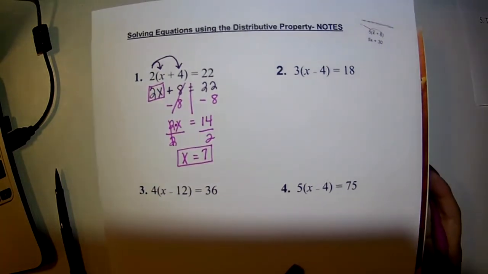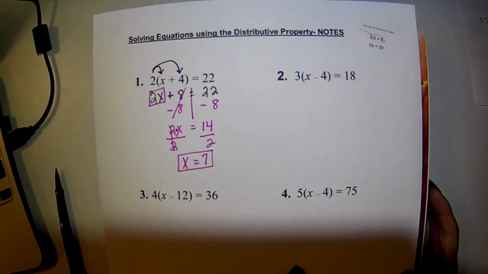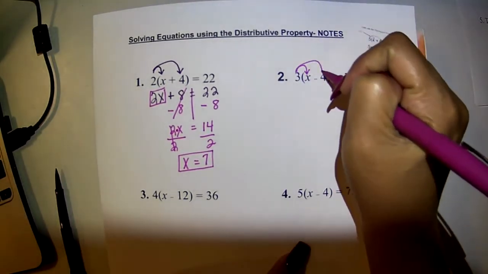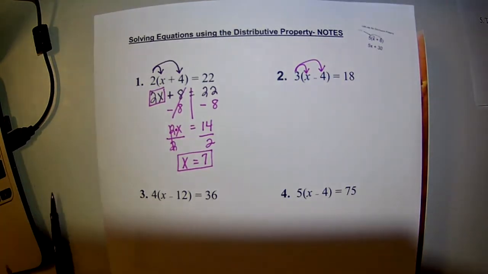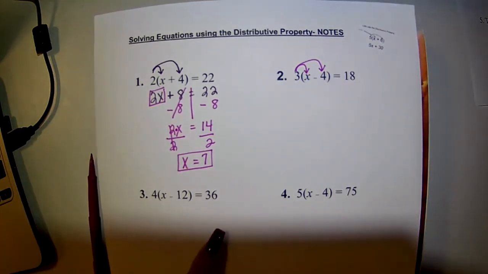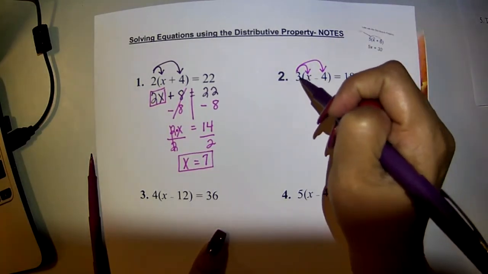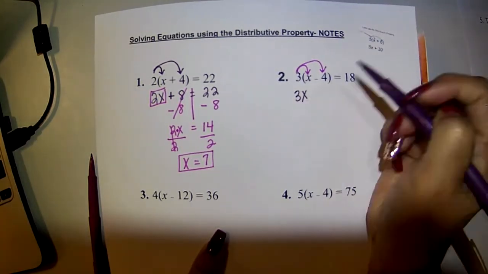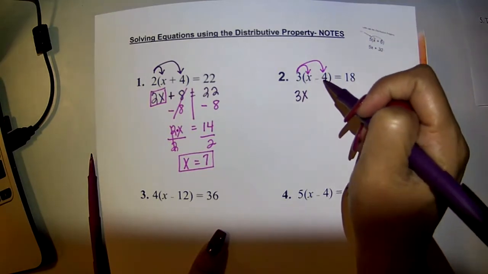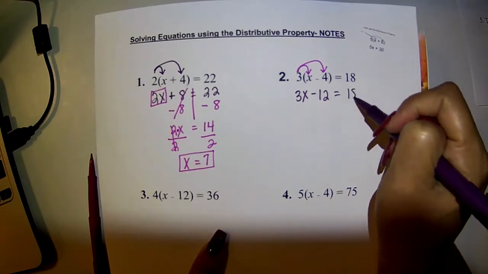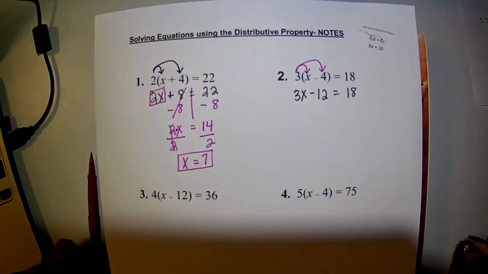Go ahead and take a look at number 2. We have some parentheses as well, so we're going to distribute. I'm going to distribute here, and I'm going to also distribute here. Earlier we had an addition sign in the middle. On this one, we have a subtraction sign. So you want to keep the sign, whatever it is. 3 times x is 3x. 3 times a negative 4 is going to give me a negative 12. Equals 18. This is my new equation.